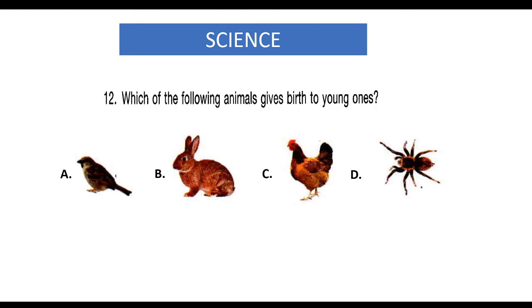Question 12. Which of the following animals give birth to young ones? So we have 4 options: a sparrow, a rabbit, a hen, and a spider. Select the right one. So the right answer is option B, because it's a rabbit who gives birth to young ones while all the other 3 lay eggs. They do not give birth to young ones directly. It is the eggs that are hatched and their young ones are born.